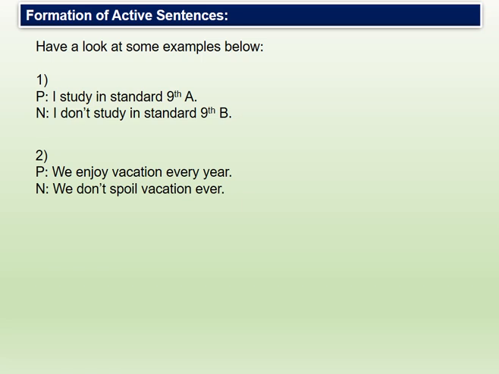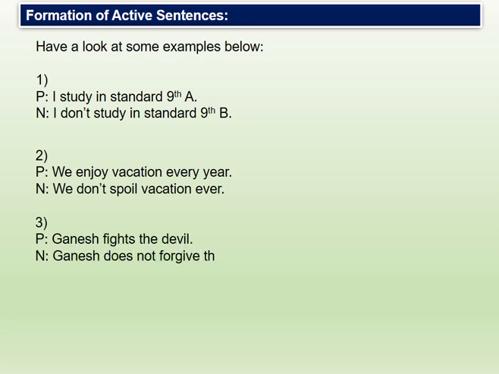So here we have the third example: Ganesh fights the devil, Ganesh does not forgive the devil, right? Here Ganesh is third person singular, and that's why I put S behind the verb fight, so Ganesh fights, right? And in the negative sentence, Ganesh does not forgive the devil, because the meaning should not change. That's why I changed the verb fight and put forgive instead. So Ganesh does not forgive. In negative sentences, there is no question of putting S or ES behind the verb at all.